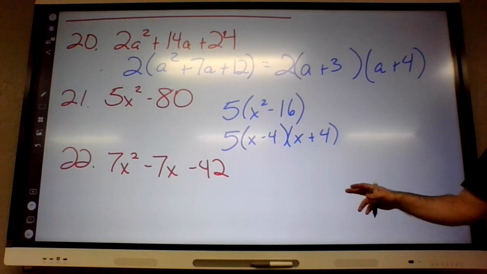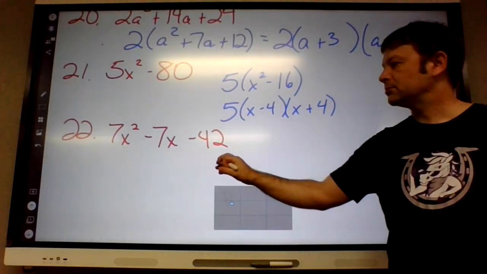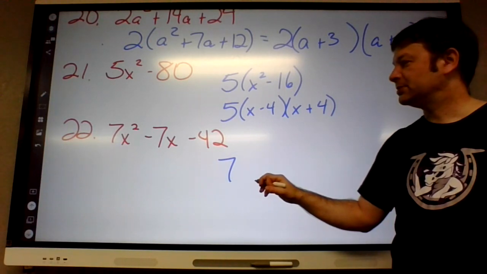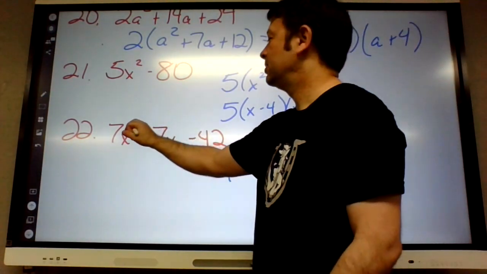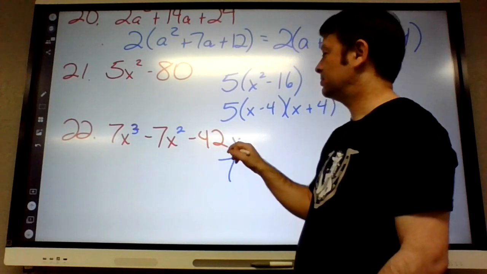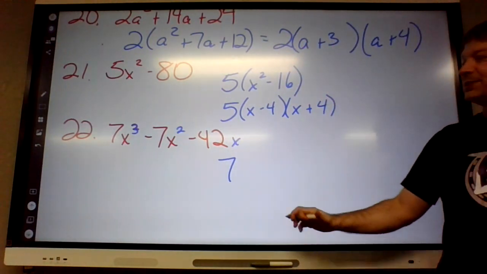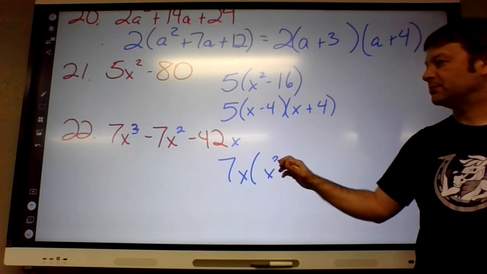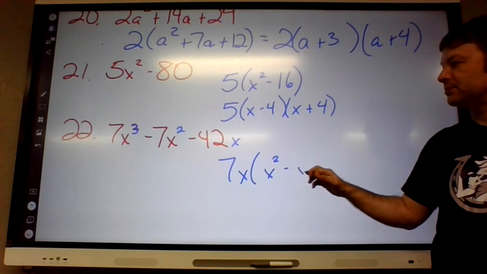Okay, obviously what comes out of 22? 7. Should have put an extra letter in there. Just put the next one in. Yeah, 42x. There we go. Okay, now a 7x comes out. x squared minus.